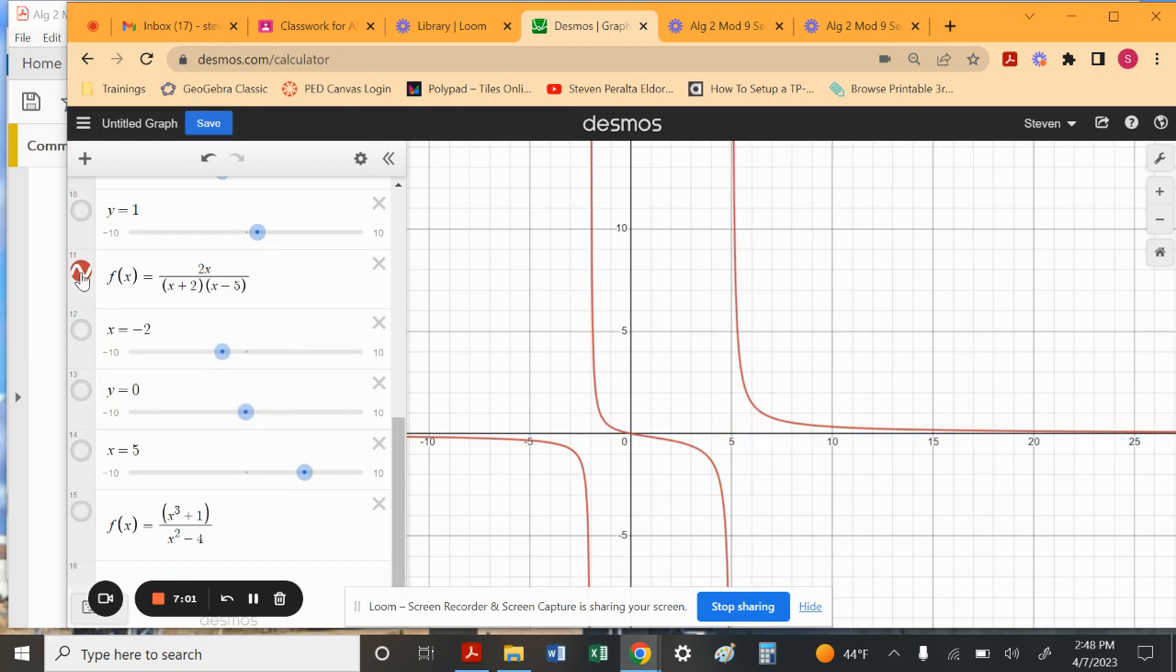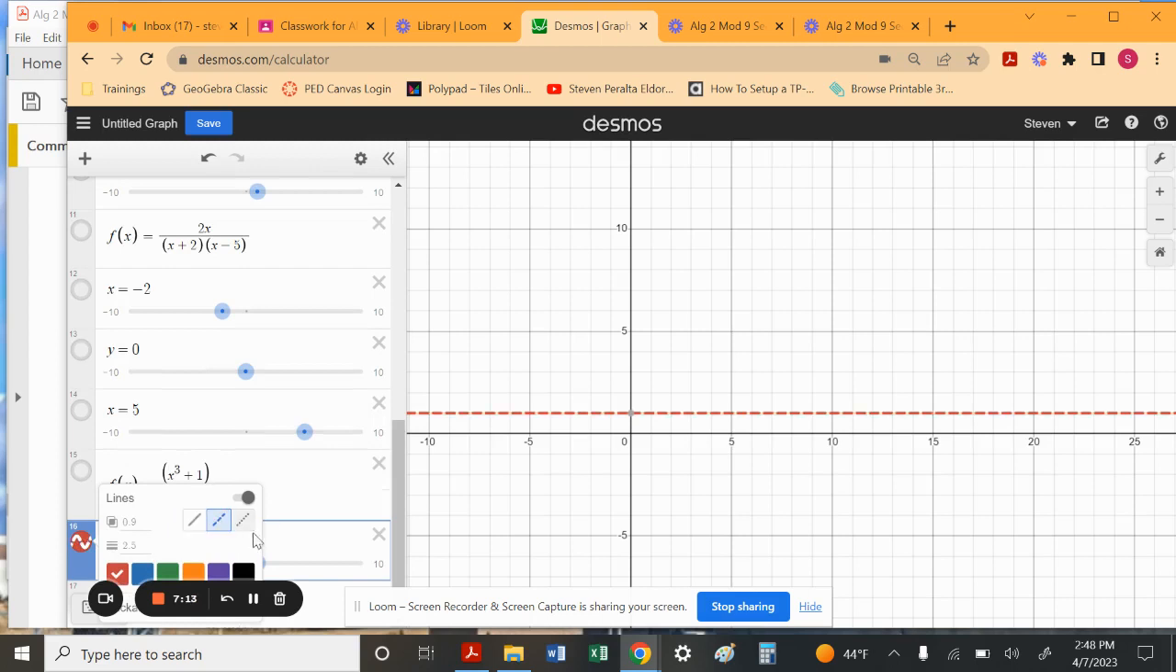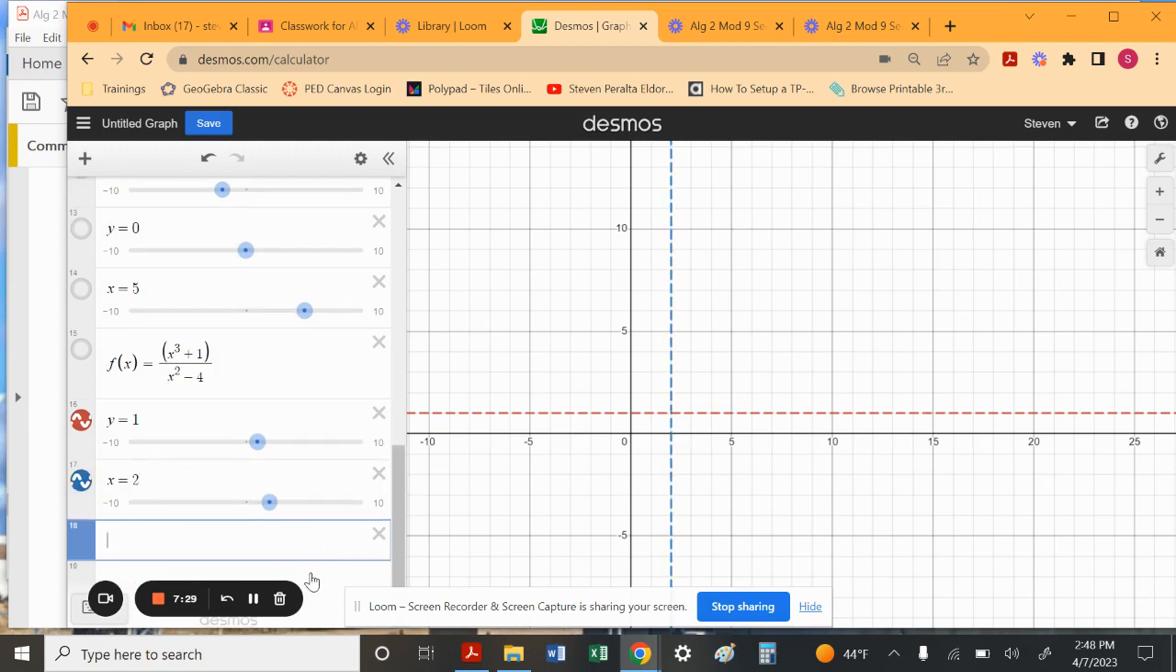And then what we're going to do is put in all of our asymptotes. So we know that at y equals 1, we have an asymptote. I'm going to change that to a dashed line. We know that we have others at x equals 2 and x equals negative 2. So we're going to go ahead and put those in. And notice that, as we're taking all this time to do it, we are already predicting what this is going to look like, and we have a good general idea of what this function is going to do.